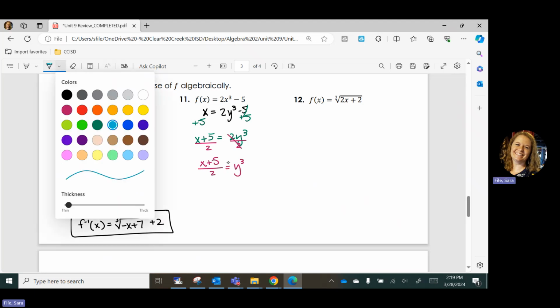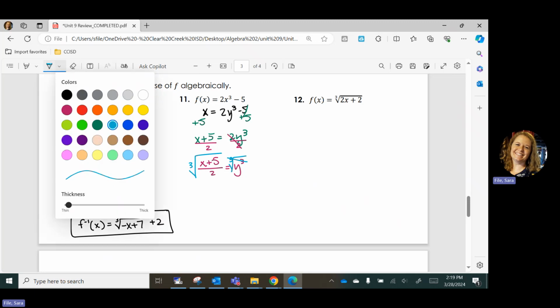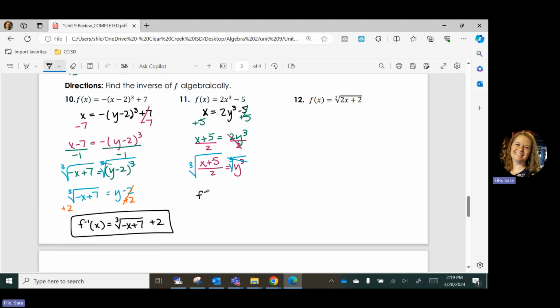Now I'm ready to take the cube root to eliminate the cube. Remember, the entire side we're taking the cube root of. So a couple ways you could write this. You could write it as the cube root of (x plus 5) over 2 all together like that, which is probably where I would leave it, because even if I separated and did the cube root of the numerator and denominator separately, 2 is not a perfect cube, so it doesn't simplify. So I don't really see a point in doing that. So I would just leave it like this.